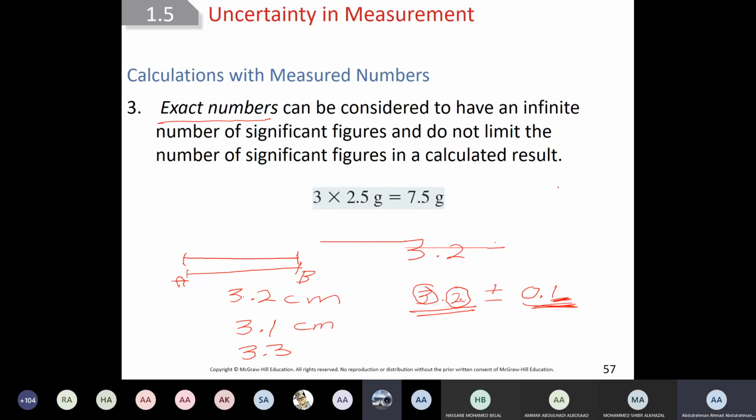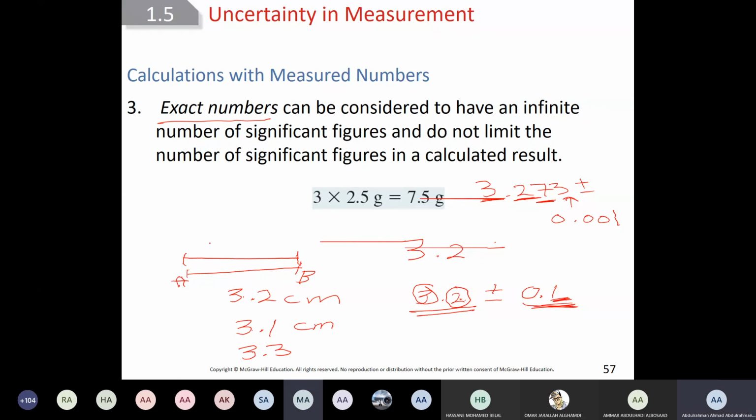Clear? Clear. That's why if I write 3.273, what's the error in this one? 0.001. The last digit. How many significant figures do we have here? 4. This is exact. 4. Exact. This is exact. And this is not exact.